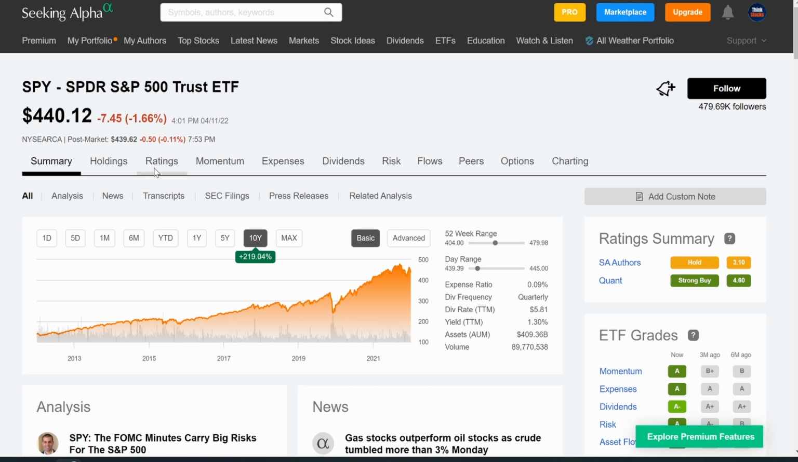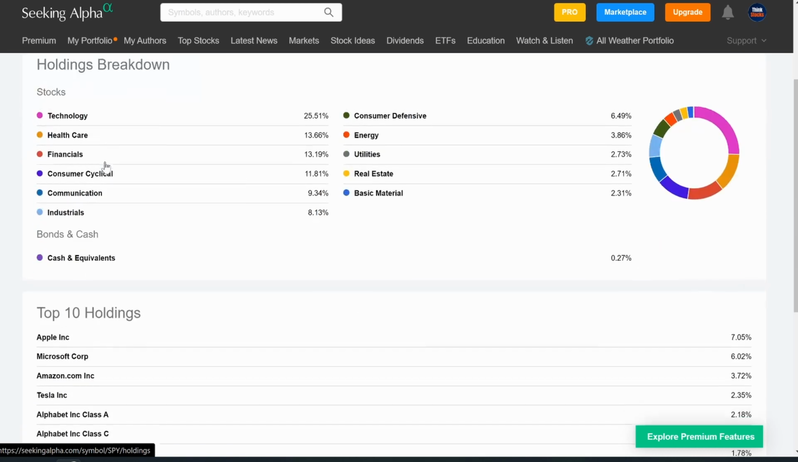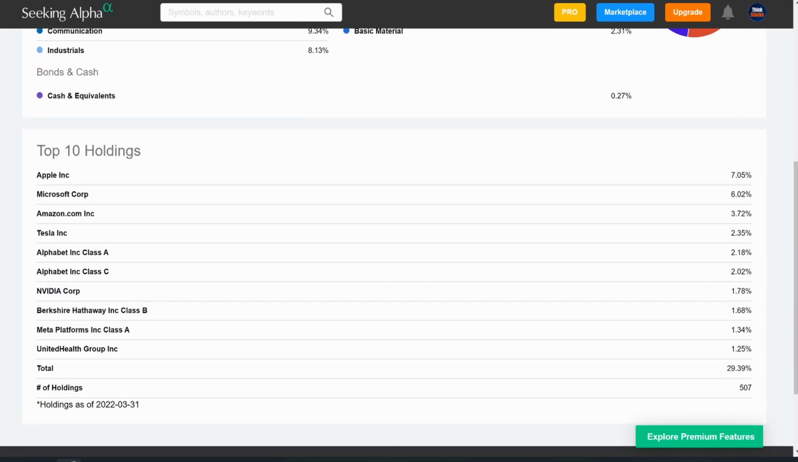Again, not financial advice, but anyone would tell you. And if you're wondering, hey, what's in the S&P 500? Here's the top 10 holdings. You can see Apple's number one, Microsoft, Amazon, Tesla, Alphabet, NVIDIA, Berkshire Hathaway, Meta Platforms, and United Healthcare Group. These are all companies that we know and have been using every single day. These are all popular companies that we know.